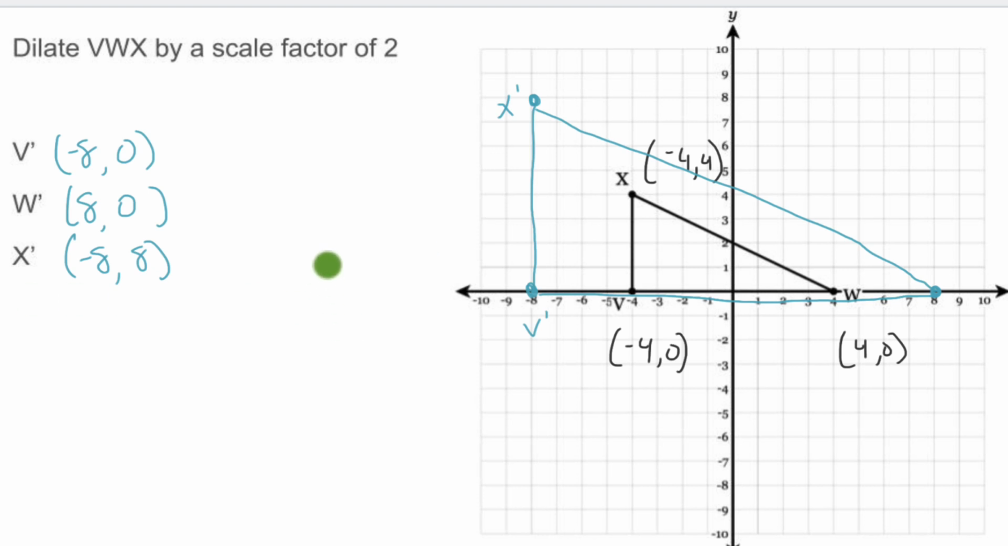So the last thing we want to be able to do is take an image and an original and figure out what the scale factor was. It's simple. You just take the coordinates. We'll just take x and x prime. So you're going to do the image divided by the original. You only need to do one of the numbers because, again, it's the same scale factor for both.